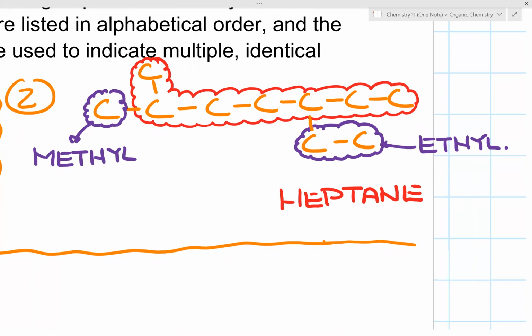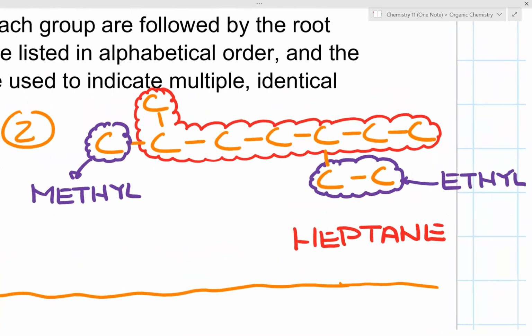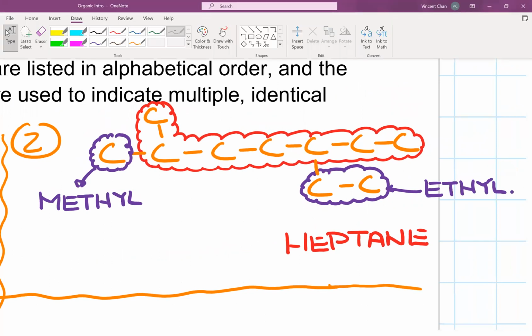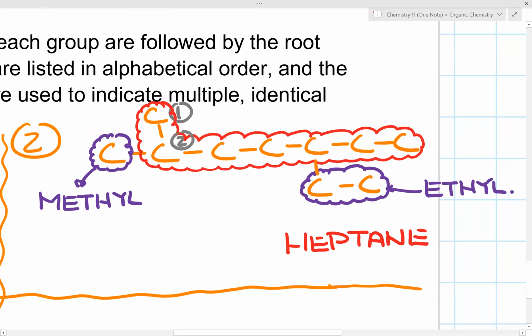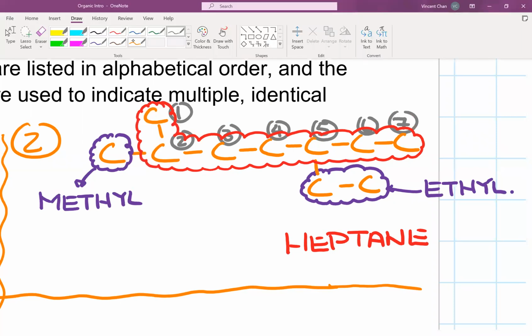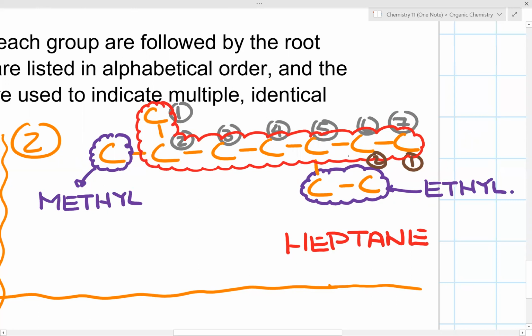Okay. Now, here's where it's tricky. Step number 3. You want the lowest set of numbers. So in this case, do you want to start? I'll draw it here. I'll go 1, 2, 3, 4, 5, 6, 7. Do you want to number it from left to right like that? Or do you want to go from 1, 2, 3, 4, 5, 6, 7? Which way gives you the smallest grouping of numbers? There's still 7 carbons.